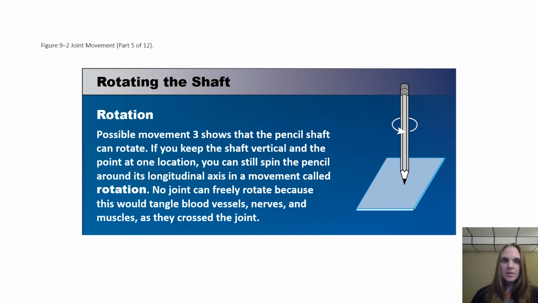Rotational movement. We are going to keep the tip of the pencil against your paper. We are going to keep that shaft vertical, but we can still spin the pencil around in a rotating motion. So that's rotational movement.